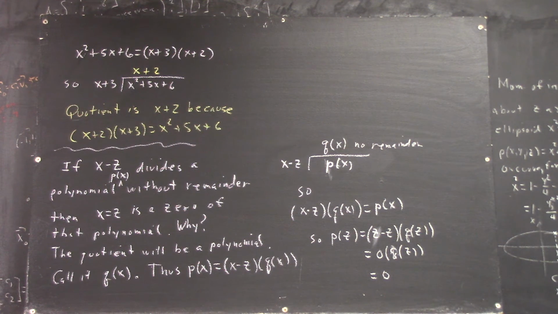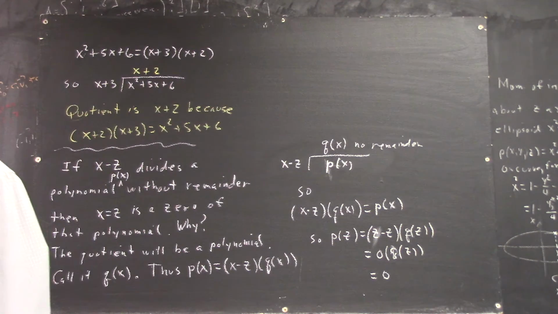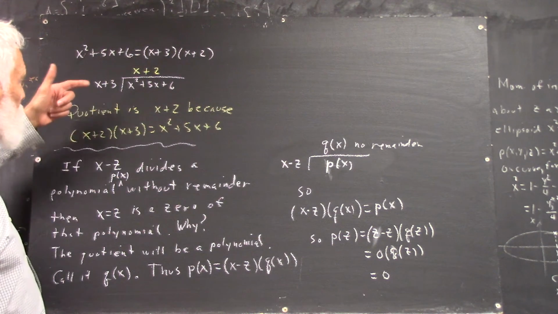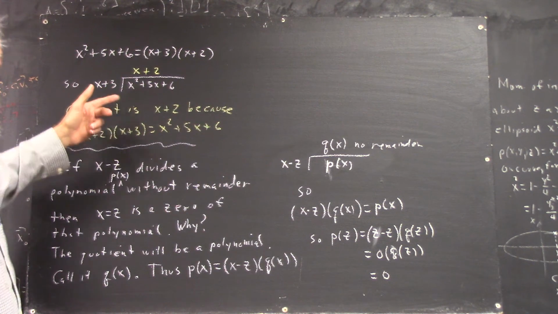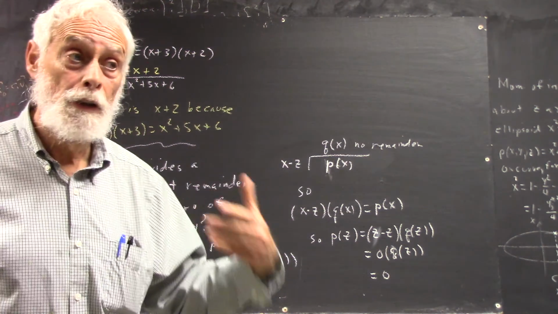I want you to ponder that, but at least understand that if x minus something divides the polynomial, then that something is a 0 of the polynomial.